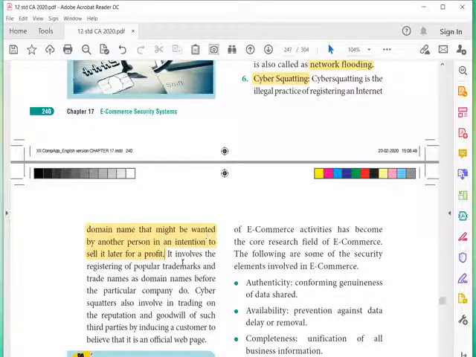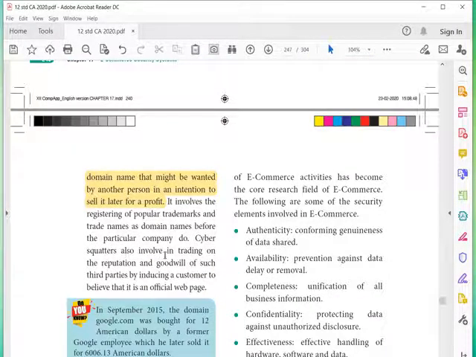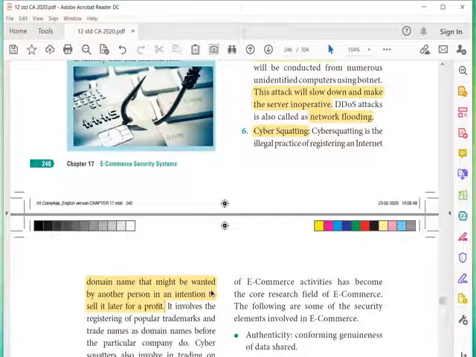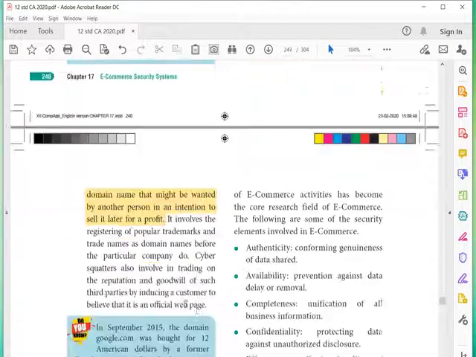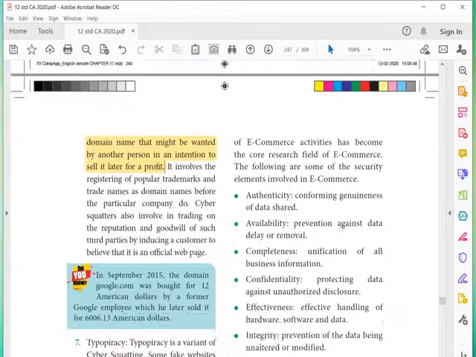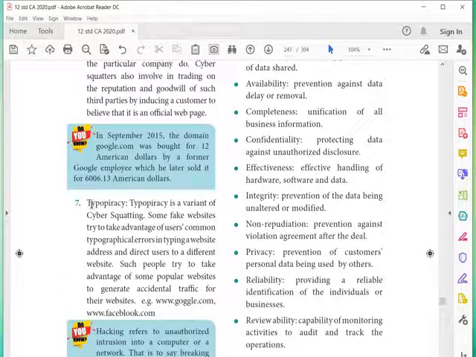So it involves registering popular trademarks and trade names as domain names before the particular company does. Cyber squatters also trade on the reputation and goodwill of such third parties by inducing a customer to believe that it is an official web page. So the fake page, you might have heard many things on Twitter: it is not my page, someone has created it. Likewise, a particular important website page is created as a fake. That is cyber squatting.